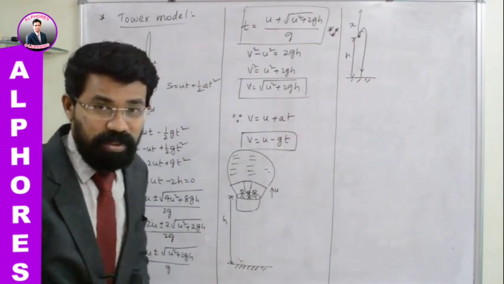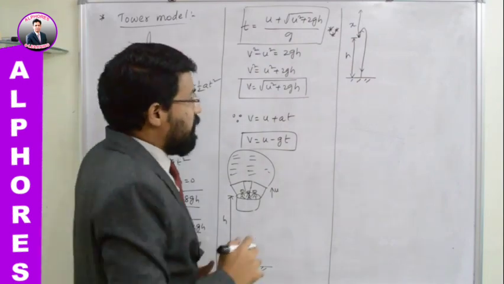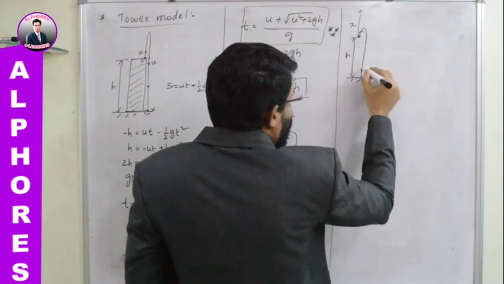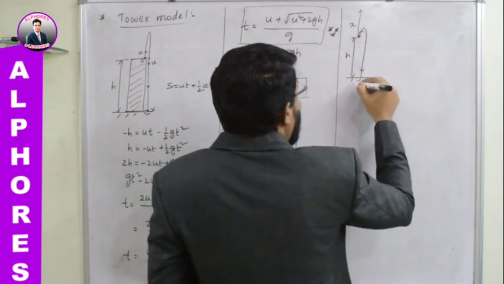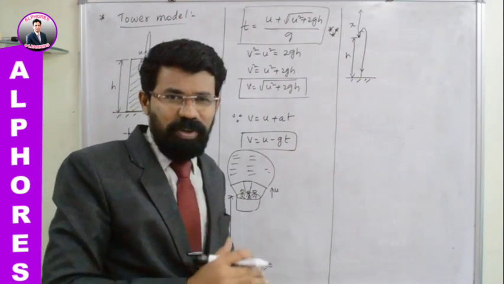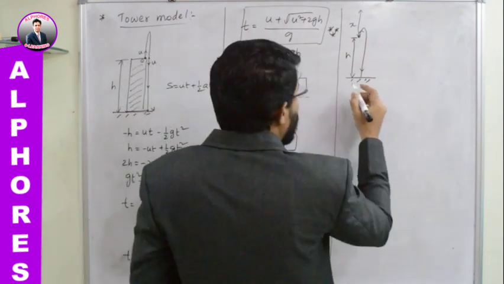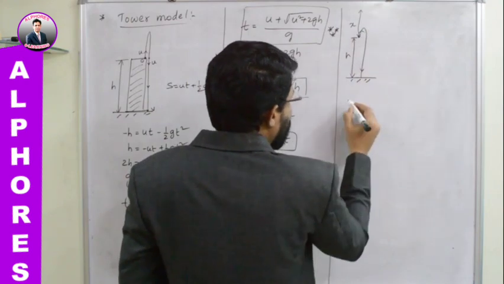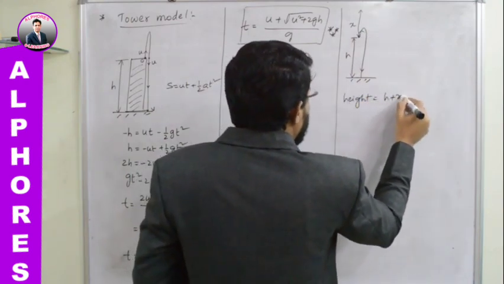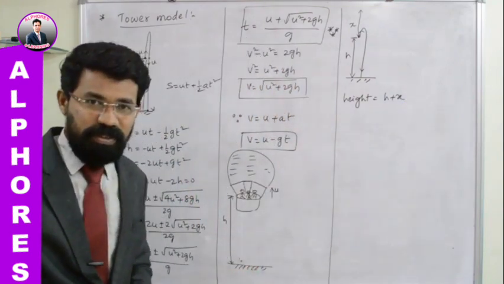Further, how much distance the hot air balloon has traveled? X. So in a time equal to the time of flight of the coin, to what height the hot air balloon has gone? This could be one of the questions. So at what height it will be from the ground during this time of flight? It will be at a height equal to h plus x.